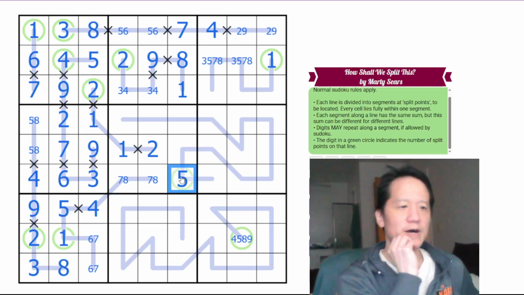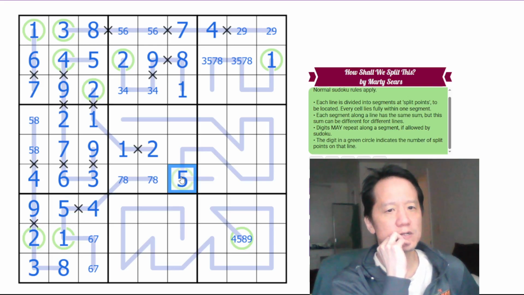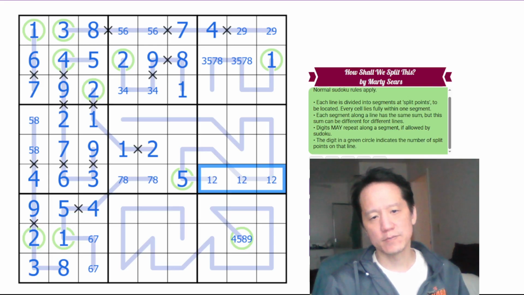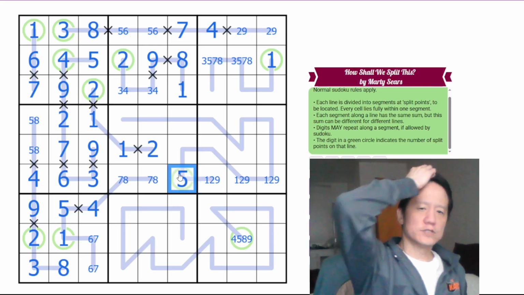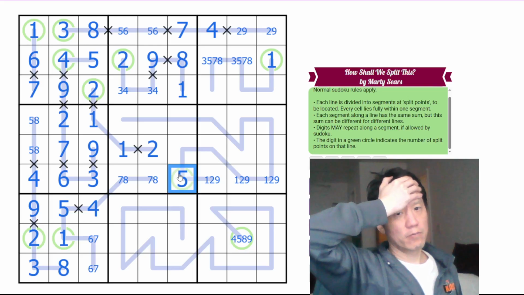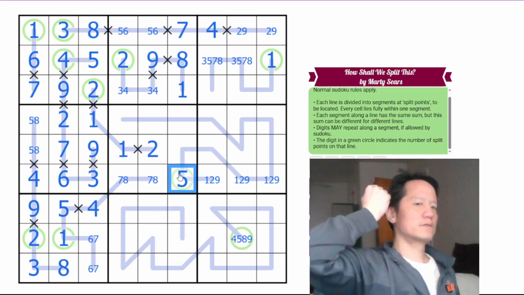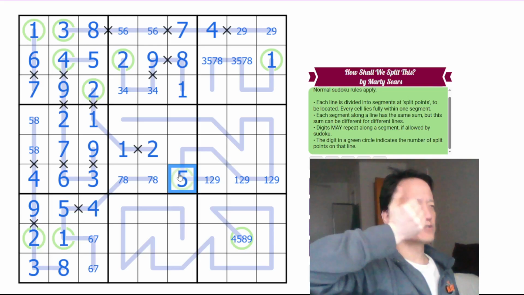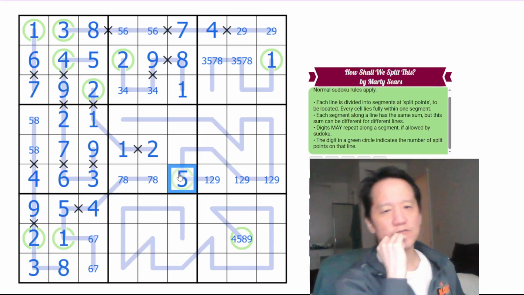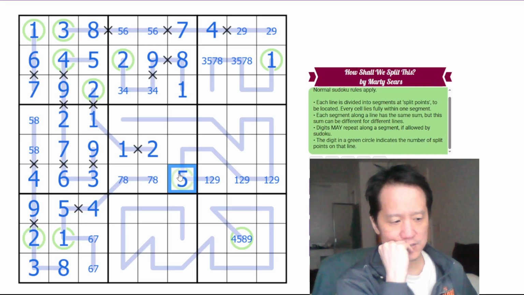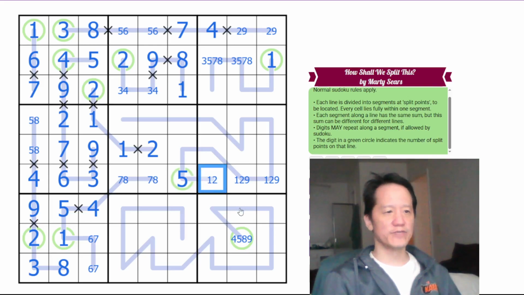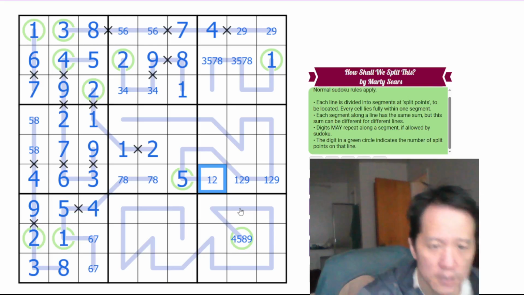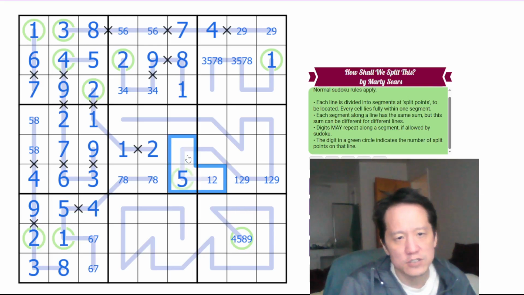72 is divisible by 6, is that right? The remaining digits here are 1, 2, and 9 in row 6. So again, you have 90 minus 15 minus 3. That's 72. 72 divided by 6 is 12. So this cannot be 9 because that's too big of a number. That would be 14. Therefore, this must be at least 3 digits. We don't know if there's more.